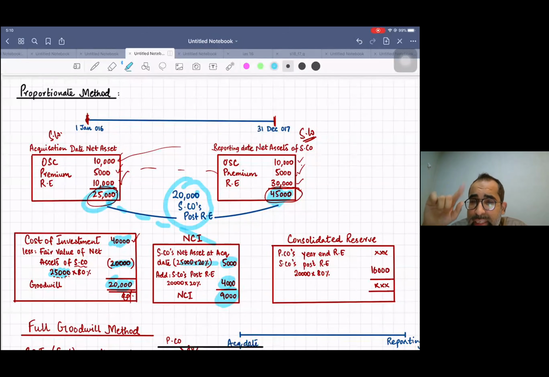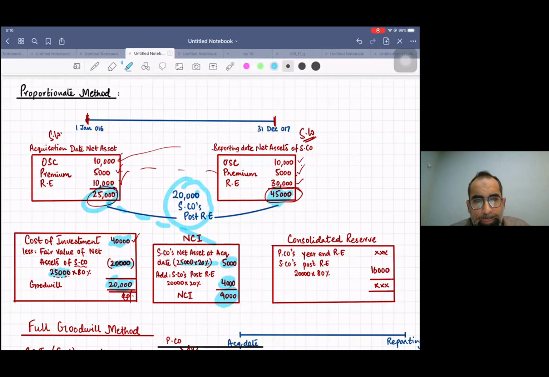That's it. NCI in the proportionate method, how do we compute NCI? Come on, speak. How do we compute NCI in the proportionate method? S company's net assets packet, simple formula. S company's net assets multiplied by NCI holding percentage.